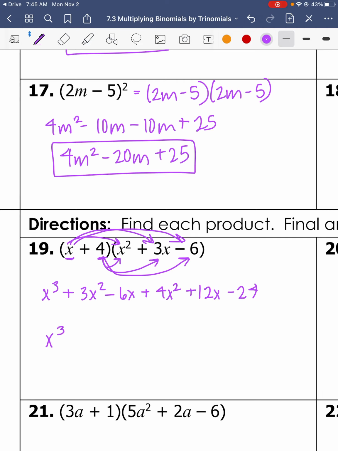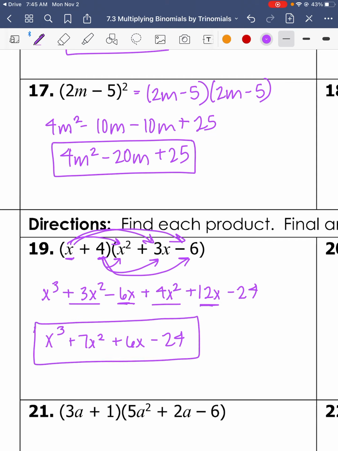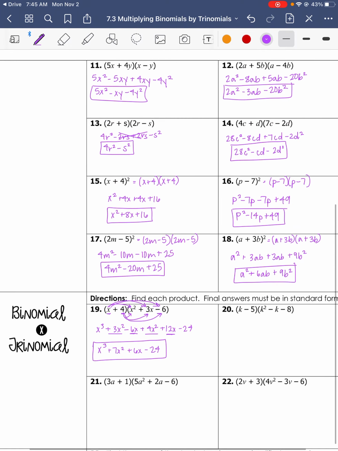Let's combine our like terms. We have an x cubed here. We have a positive 3x squared, positive 4x squared, so plus 7x squared. Then we have a negative 6x and a positive 12x, so it's going to be positive 6x minus 24. And this is in standard form because we started with the highest exponent, and so that is our final answer there.